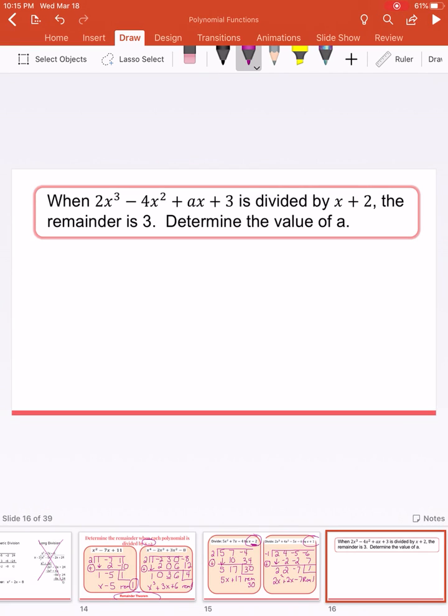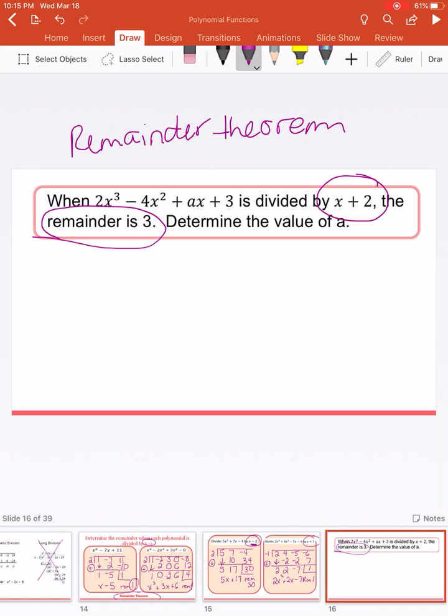Okay, so when 2x to the third minus 4x squared plus ax plus 3 is divided by x plus 2, the remainder is 3. Determine the value of a. Obviously there's lots of different ways that we could do this. When we are given a remainder, instead of using synthetic division, your best bet is to use the remainder theorem. That is the easiest way to do this question. So I take the 0 of my factor. The 0 of the factor x plus 2 is obviously negative 2. And I'm just going to substitute that into my polynomial.